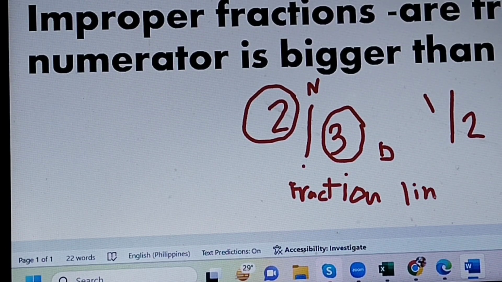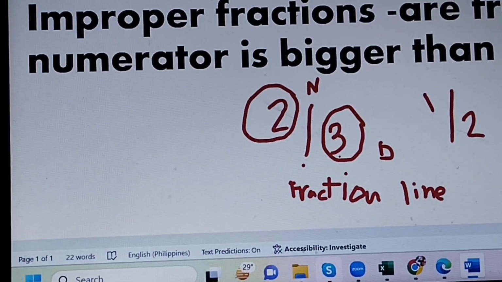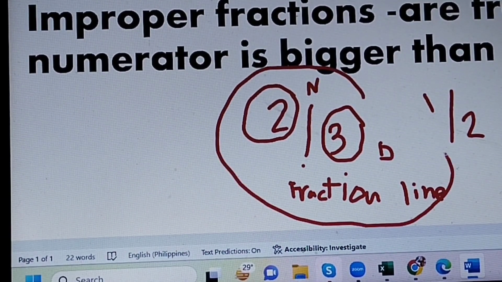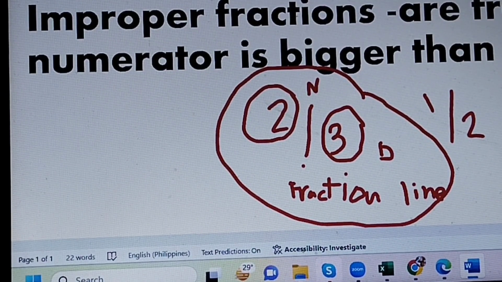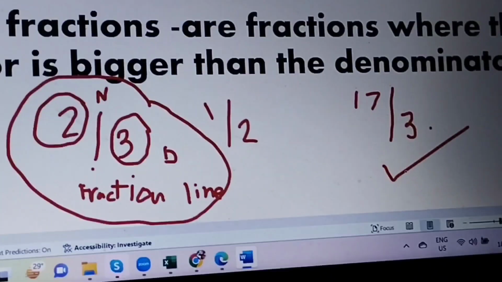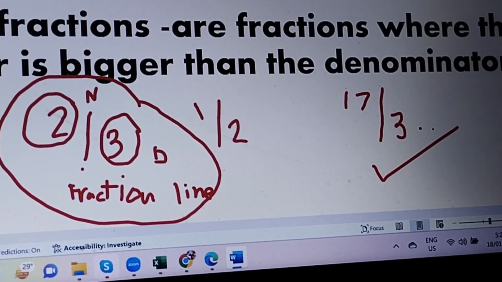Pasensya na, ang sulat ko ay gamit ng mouse, so medyo gulo-gulo. So, this is our normal fraction, wherein the numerator is smaller than the denominator. However, when you say improper fractions, our numerator is very much bigger than our denominator. Ito ang ating improper fraction, 17/3. So, this is our numerator and this is our denominator.